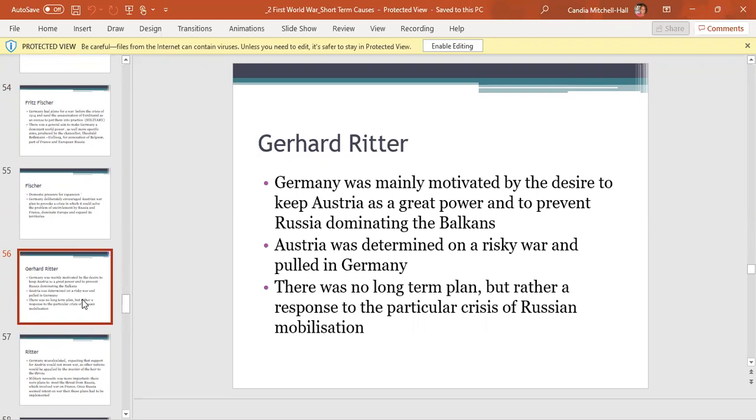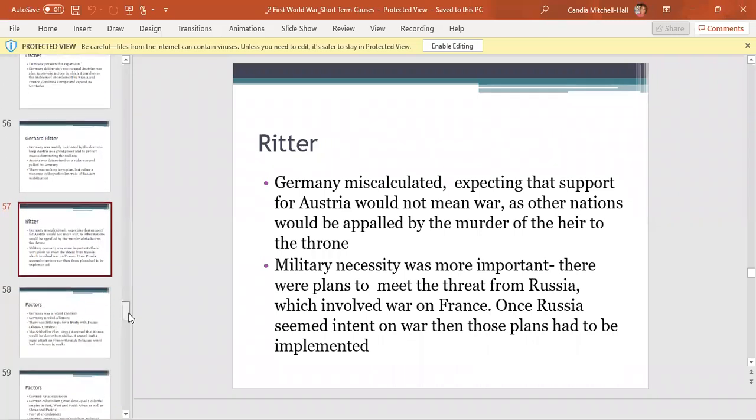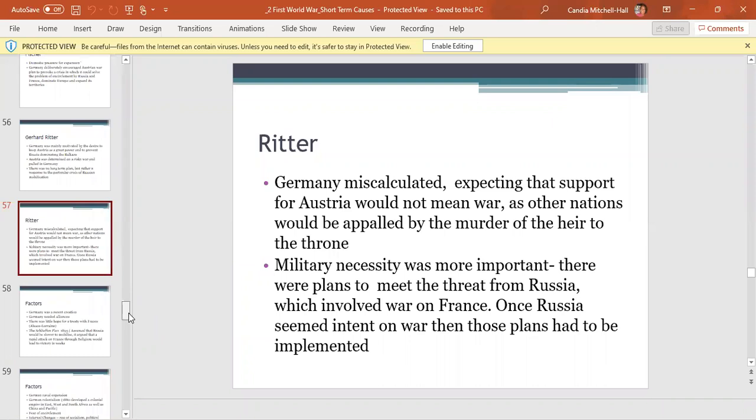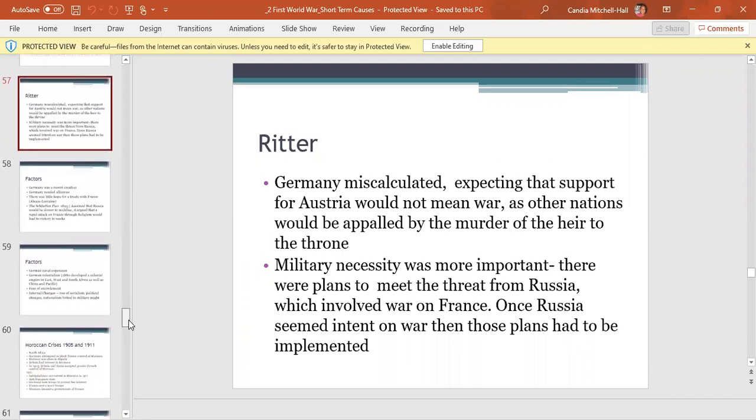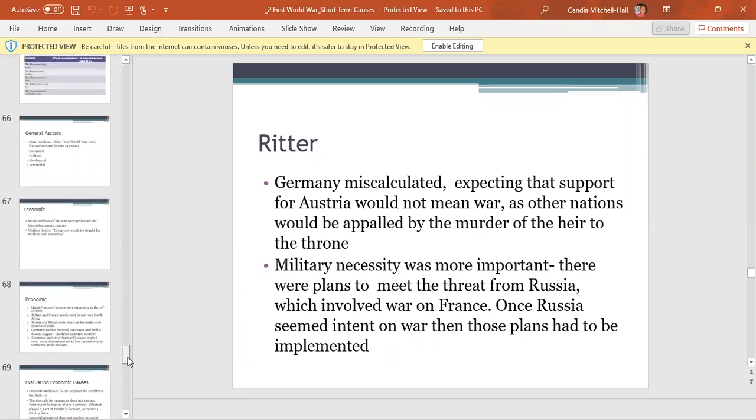Gerhard Ritter. Germany was mainly motivated by the desire to keep Austria as a great power and to prevent Russia dominating the Balkans. Austria was determined on a risky war and pulled in Germany. There was no long-term plan, but rather a response to the particular crisis of Russian mobilization. Germany miscalculated, expecting that support for Austria would not mean war, as other nations would be appalled by the murder of their heir to the throne. Military necessity was more important. There were plans to meet the threat from Russia, which involved war on France. Once Russia seemed intent on war, then those plans had to be implemented.